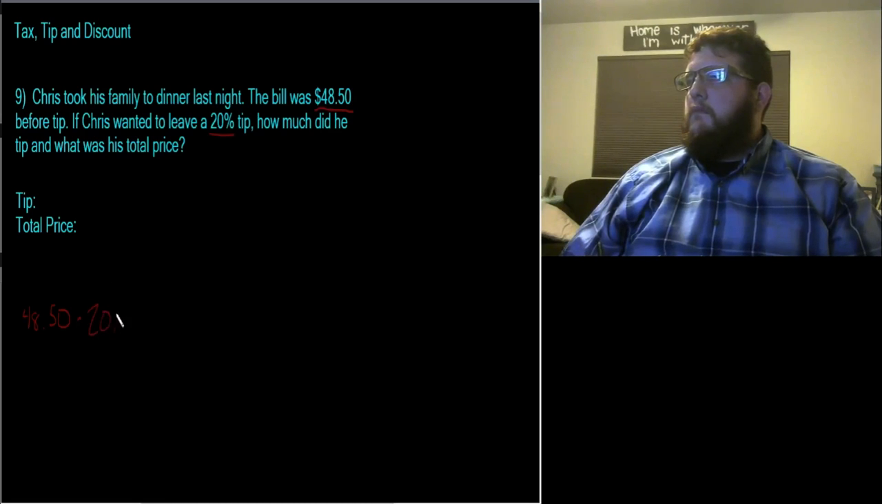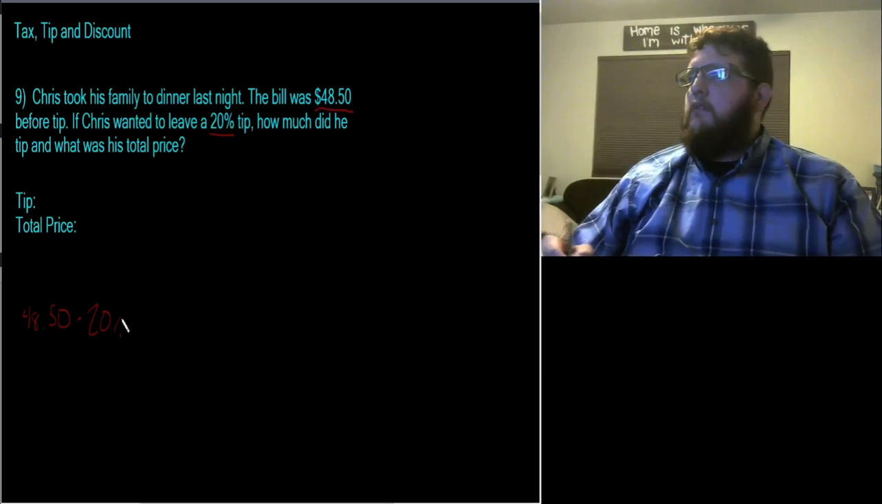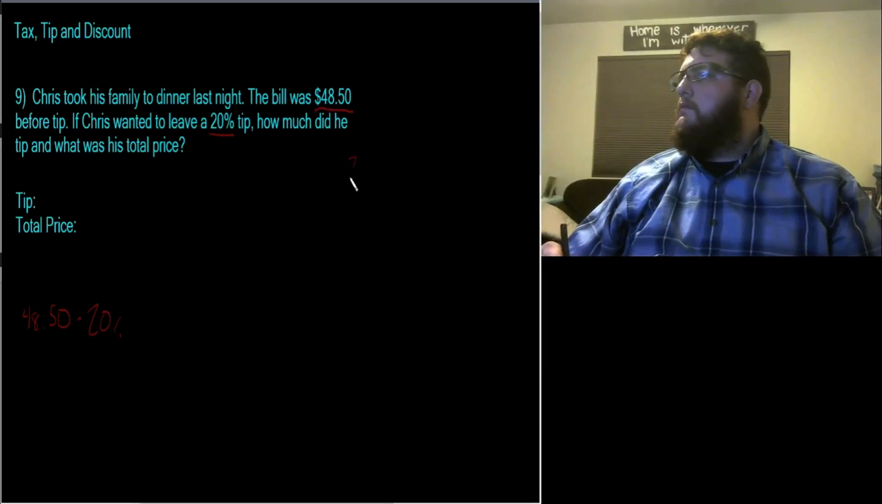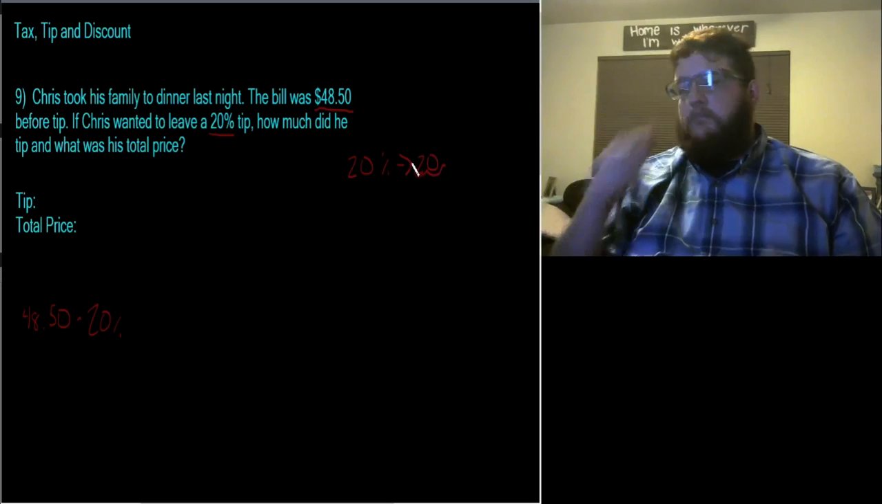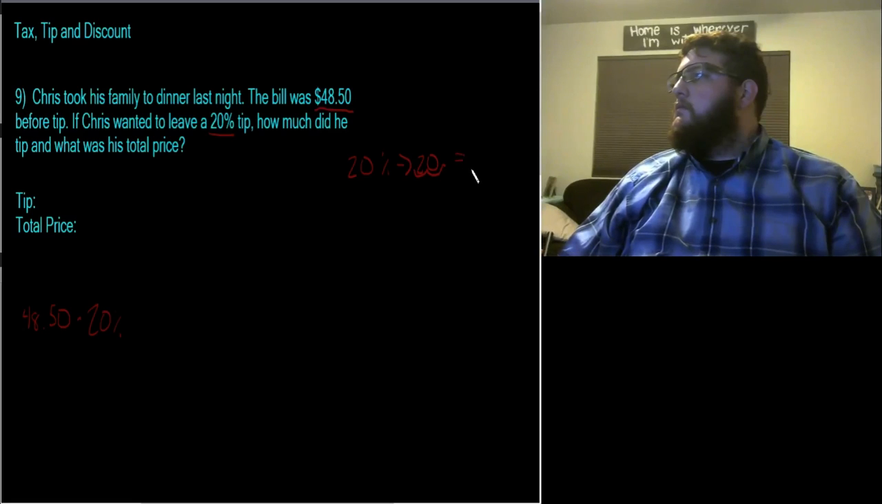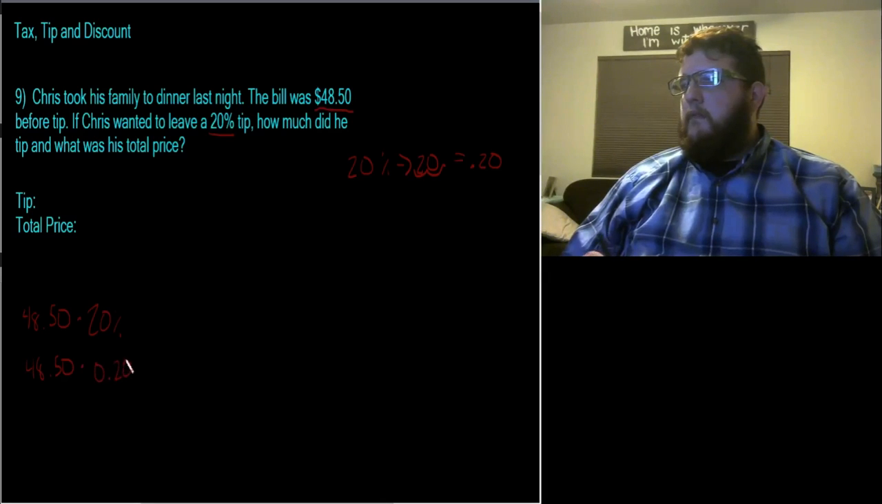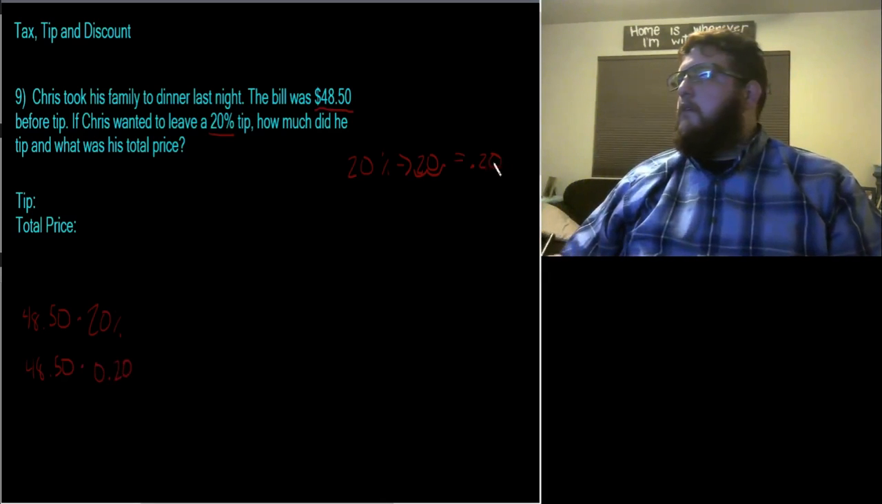But remember that we can't just multiply this percentage, we need to first convert it to a decimal. If we convert 20% to a decimal, it becomes 0.2, or 0.20. We can then multiply 48.50 by 0.20. I'll add a 0 in front of it just so it doesn't look weird with a multiplication symbol and a decimal there.